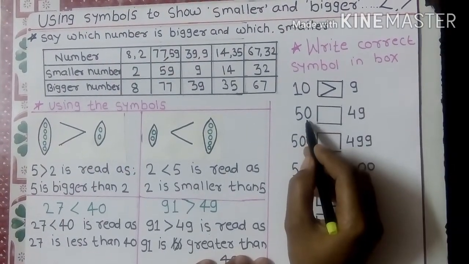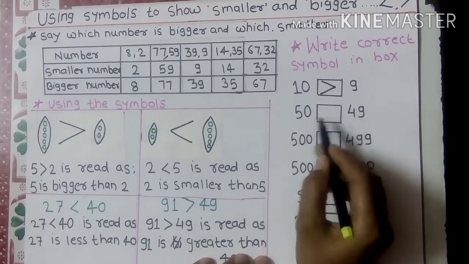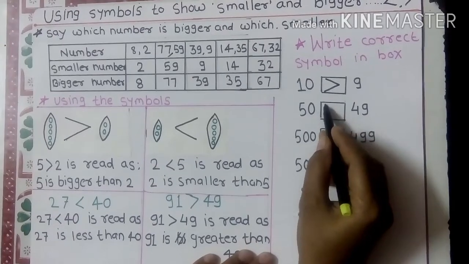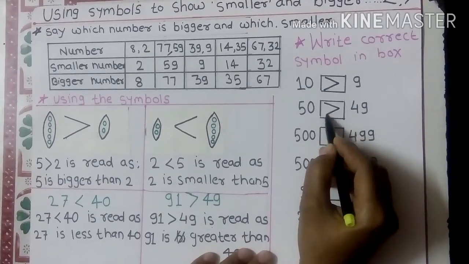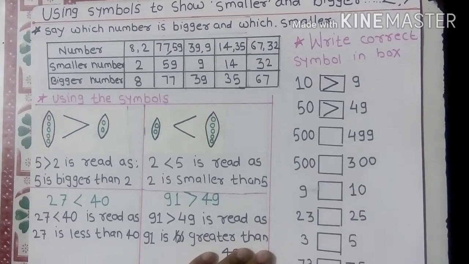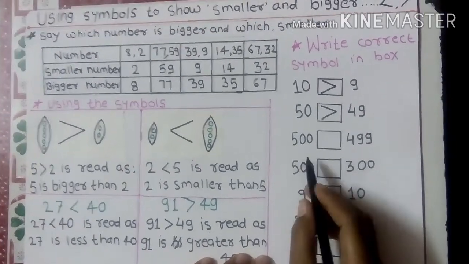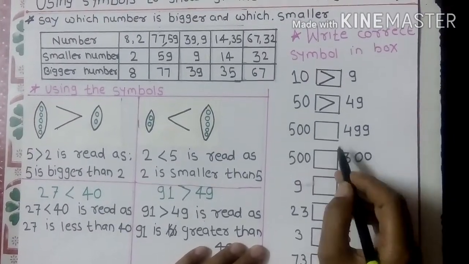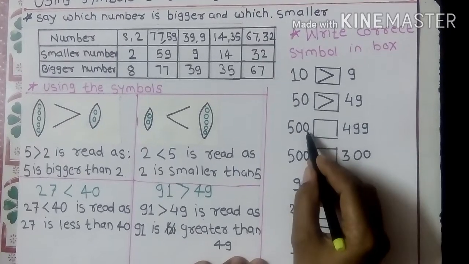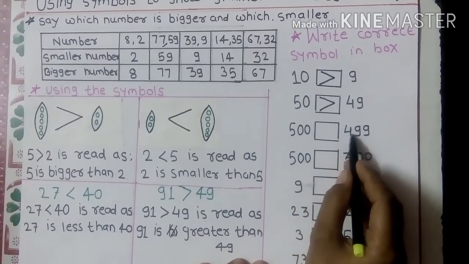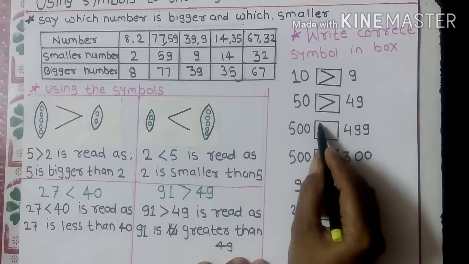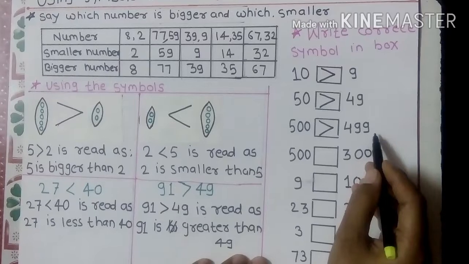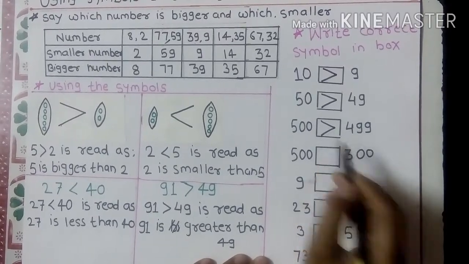Now next, 50 and 49. 50 is bigger than 49. Therefore we draw 50 is bigger than 49. Okay. Next example, 500 and 499. In this example, 500 is bigger than 499. Therefore we draw 500 bigger than 499, or we call this symbol greater than.